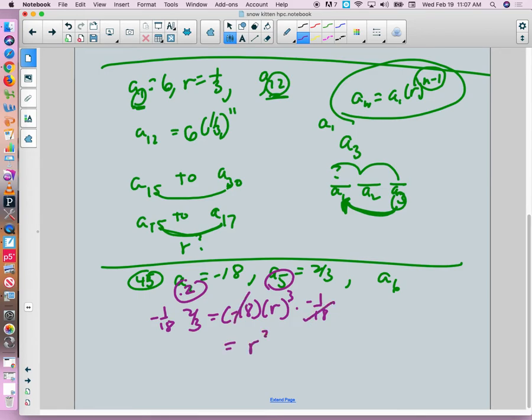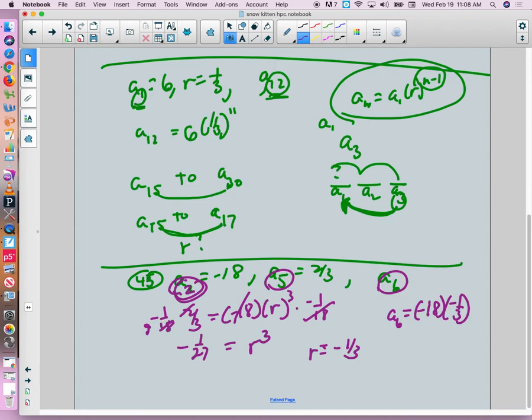That gives me r cubed, and 2 goes into 18 9 times. I get negative 1/27. If you cube root that, you get r is negative 1/3. And so to find the 6th term, you don't have to go back to the first term. You can start at the second term, which is negative 18, and multiply by negative 1/3 how many times to get from the second term to the 6th term?